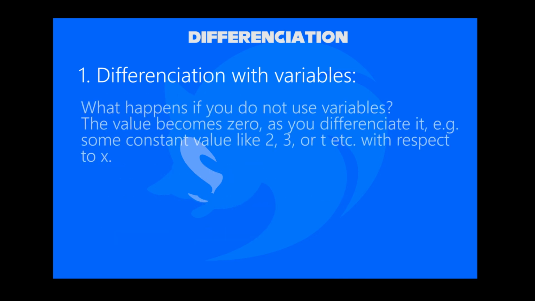What happens if you do not use variables? We get the value 0 as you differentiate it. This part is just called the differentiation of variables. In the next part, we'll tell you about the differentiation with operators.